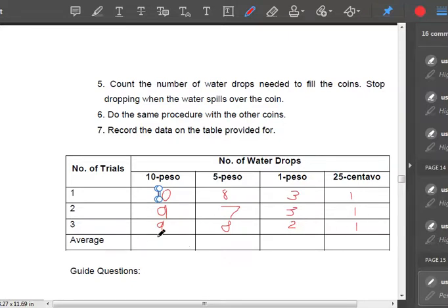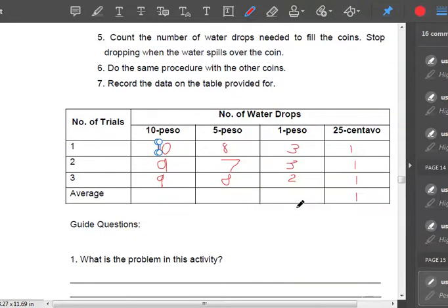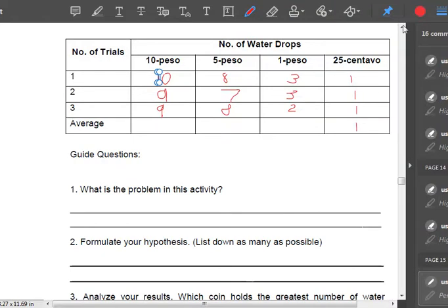Alright, then you get the average. How to get the average? I-add lang na nimo tanan and then you divide it by 3. Okay? So, for example, 1 plus 1 plus 1 equals 3 divided by 3. So, the average is 1. Alright? Then you answer the guide questions.